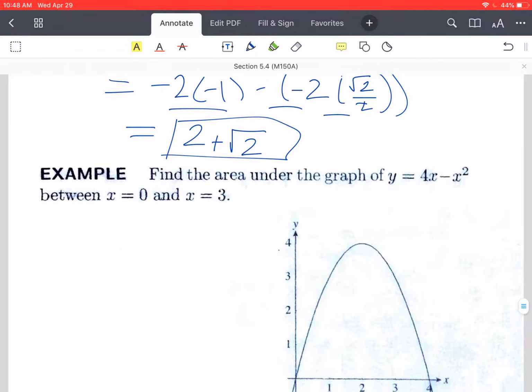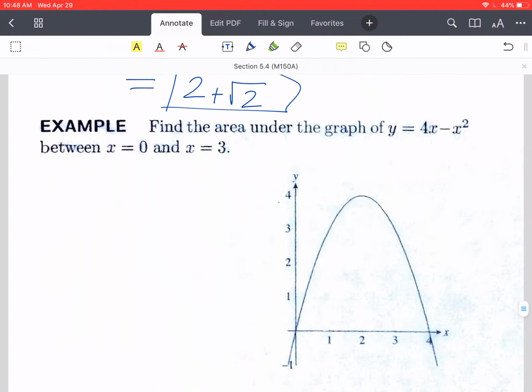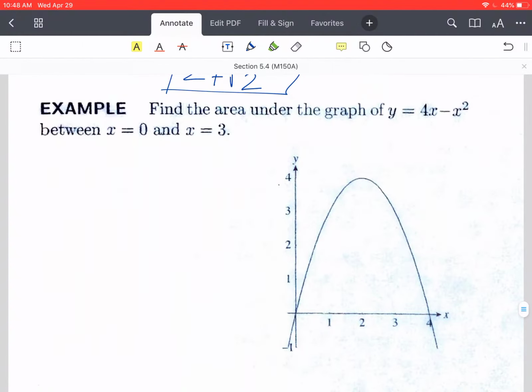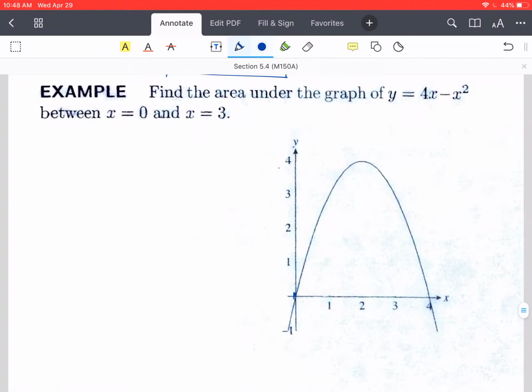Okay. So let's try another one. Find the area under the graph of y equals 4x minus x squared between 0 and 3. Okay, so that's going from here to here. This is the area that we're looking for. And using the methods we did before, we would split this up into a bunch of subintervals, get a bunch of rectangles, and approximate that area. We don't have to do that anymore. So we can just set up the area under the curve, so that's the integral from 0 to 3 of 4x minus x squared dx.